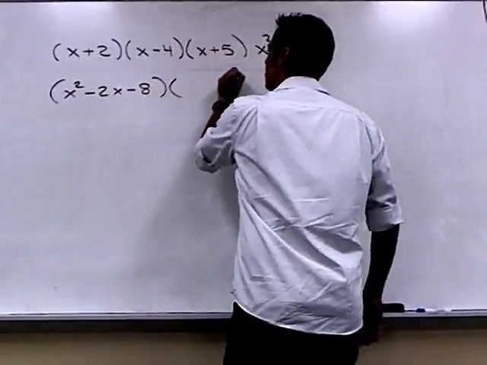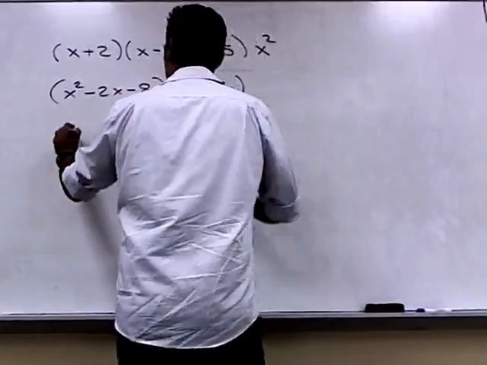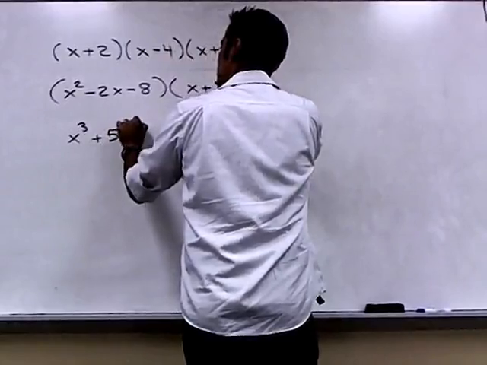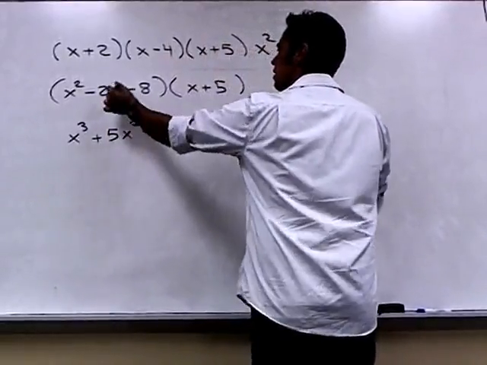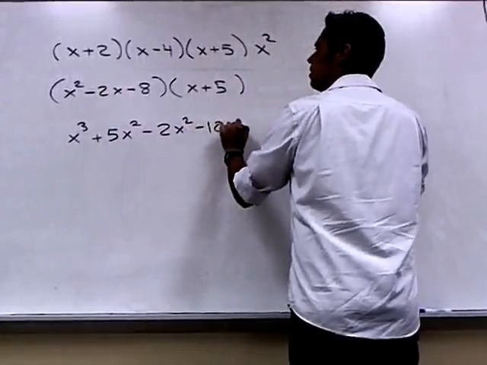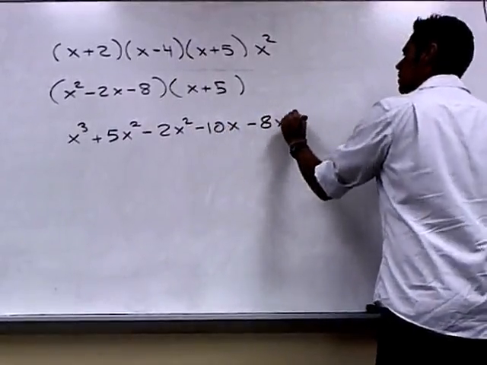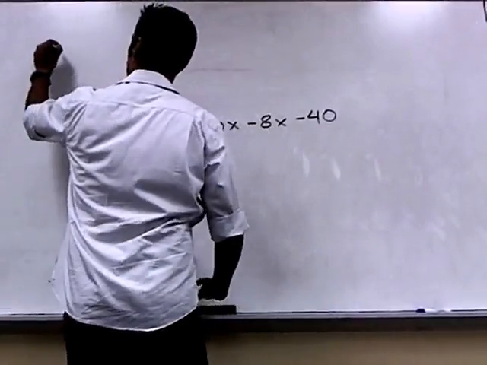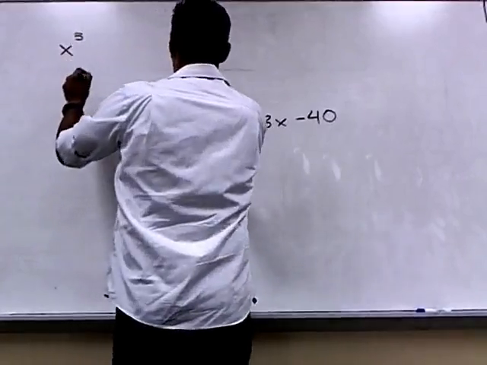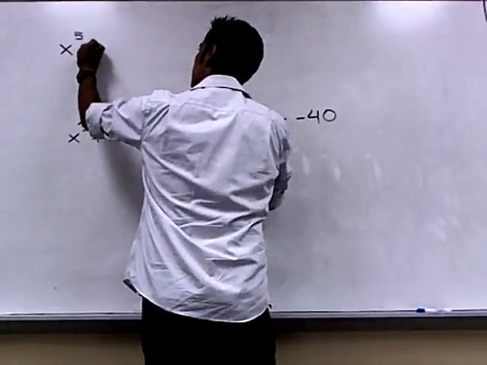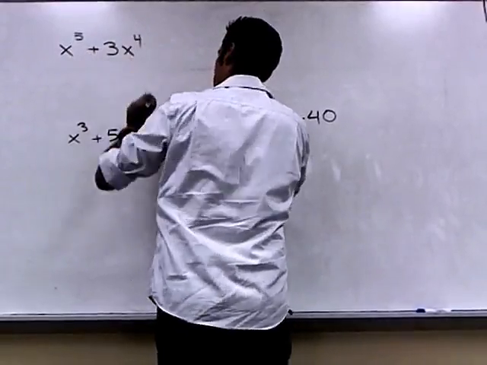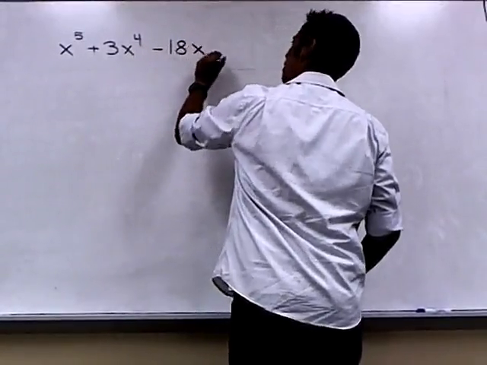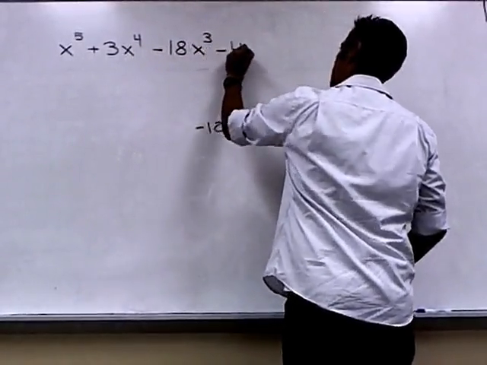I'm going to multiply that times this, x plus 5, which gives me x cubed plus 5x squared minus 2x squared. Gotta take my time here. Minus 10x minus 8x minus 40. And then I'm going to tack an x squared onto that. So x to the 5th plus 3x to the 4th minus 18x to the 3rd minus 40x squared.